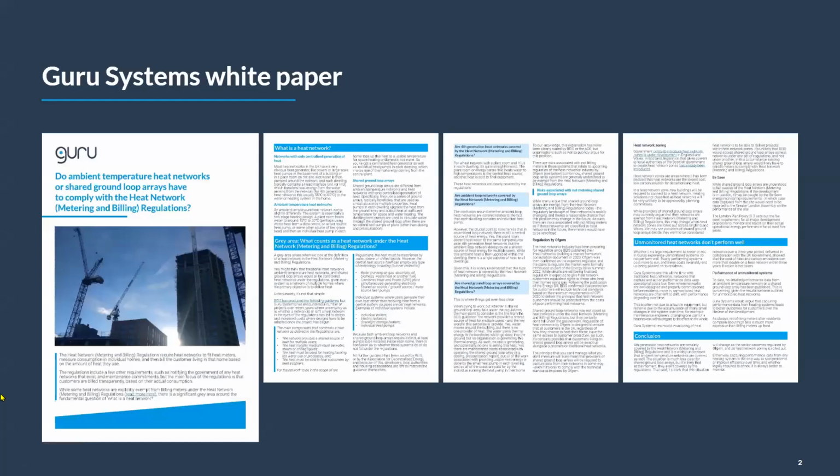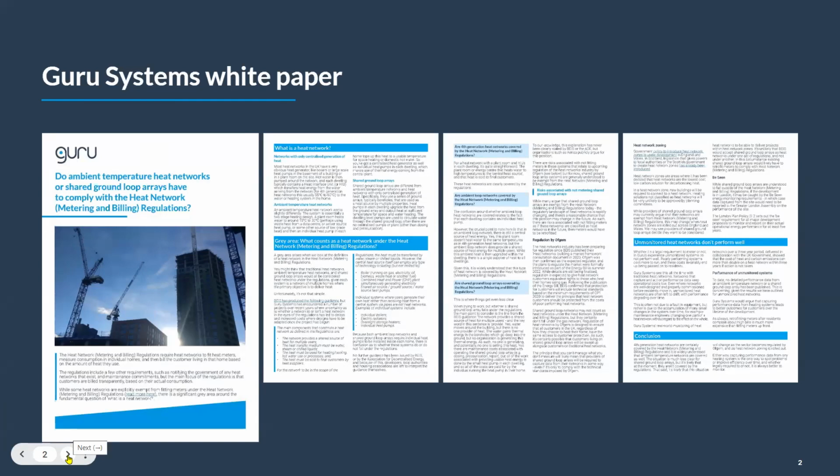This is the white paper I just named. It's a relatively quick read, but I'll be going through the key points today before handing over to my colleague Jack, who will be talking through how we can meter fifth generation networks and the benefits of doing so. So why did we write this? Well, most of us here will know that the heat network metering and billing regulations require heat networks to do things like fit meters, measure consumption in individual homes, and then bill customers living in those homes based on the amount of heat that they use.